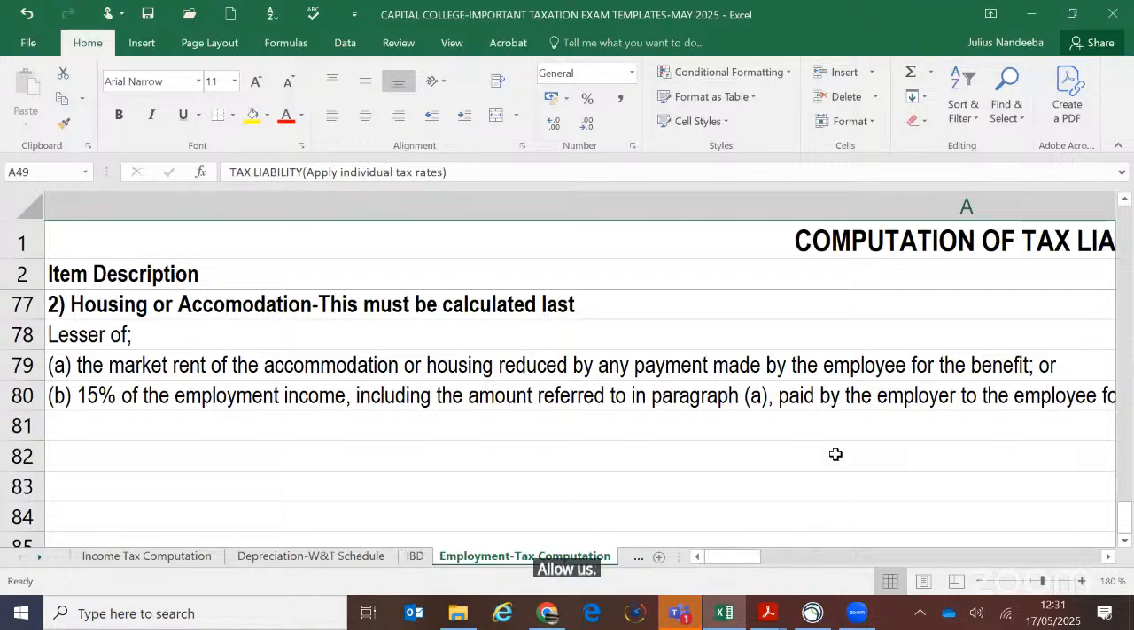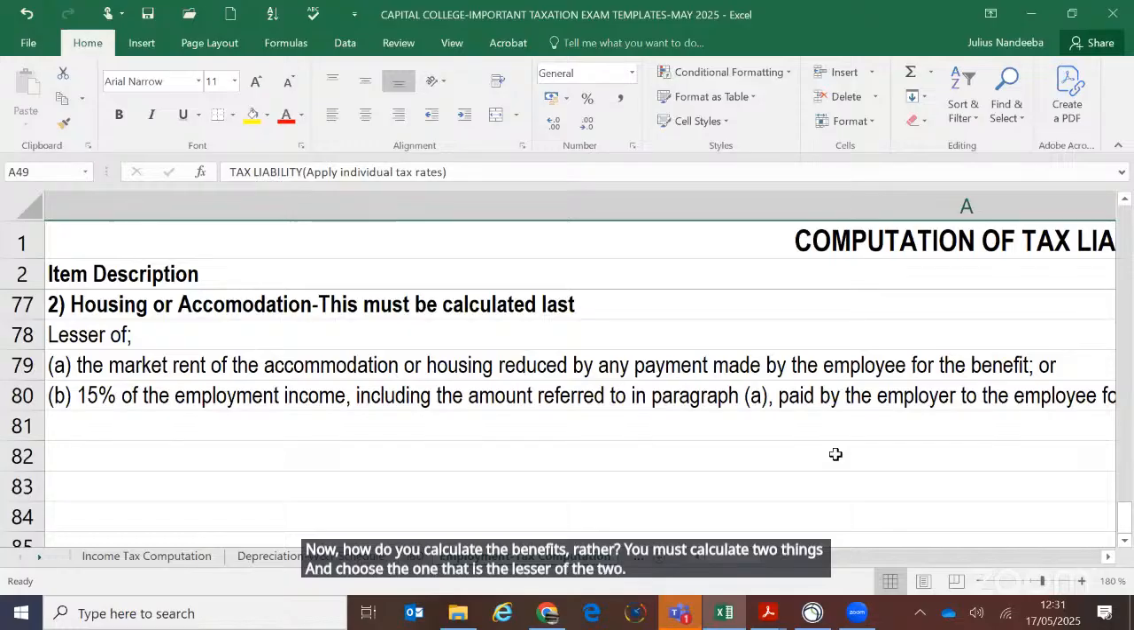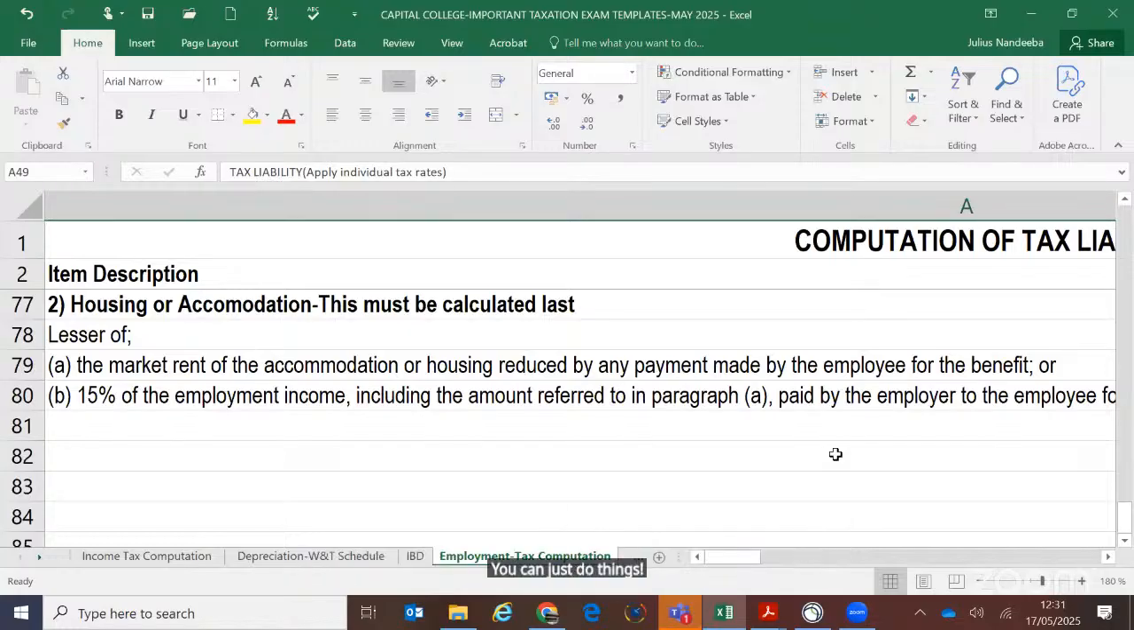So how do you then calculate that allowance? No, how do you calculate the benefits rather? You must calculate two things and choose the one that is the lesser of the two. So what are the two things? Number one, they say the market rent of accommodation or housing reduced by the payment made by the employee.